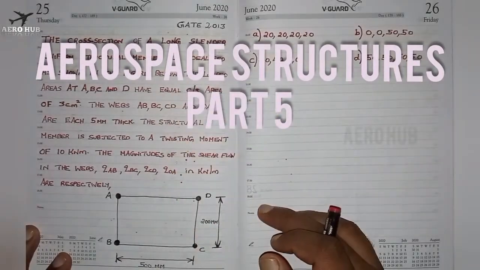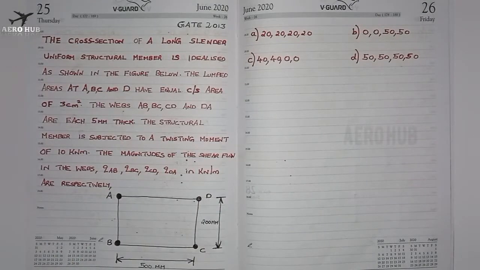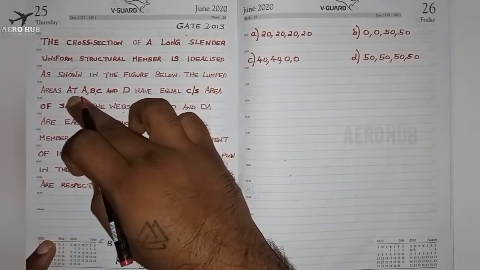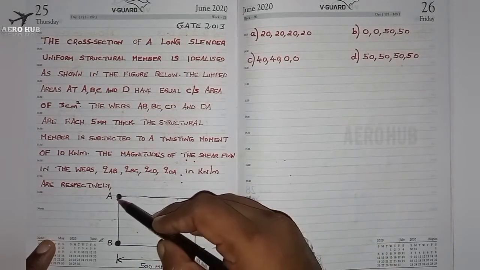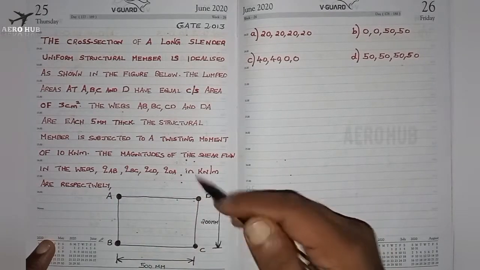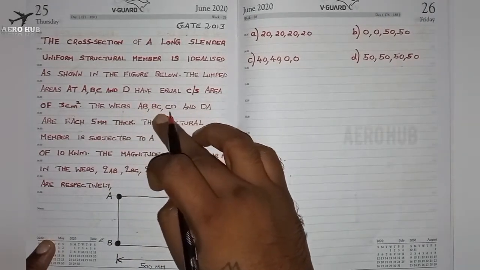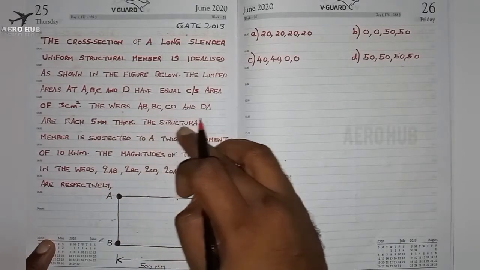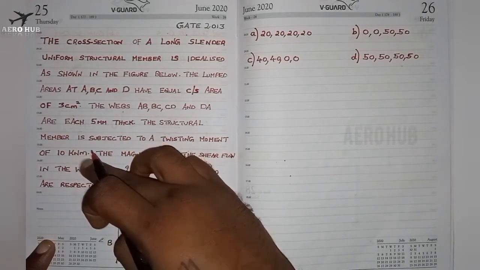We can see the question. This question was asked in GATE 2013. The cross section of a long, slender, uniform structural member is idealized as shown in the figure. The lumped areas at A, B, C, D. This is the section, a rectangular section with lumped areas, that is boom areas, at points A, B, C, D. They have equal area of 3 centimeter square. The webs AB, BC, CD and DA are 5 millimeter thick. The structural member is subjected to a twisting moment of 10 kilonewton meter.